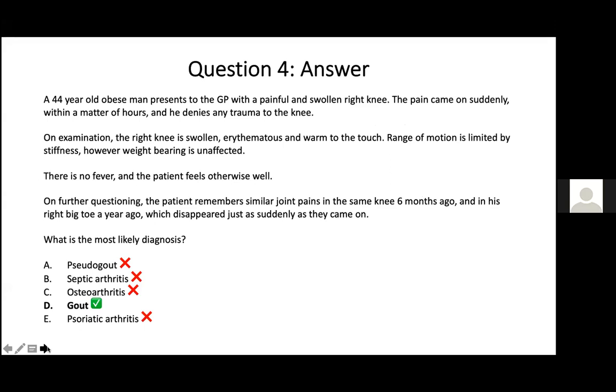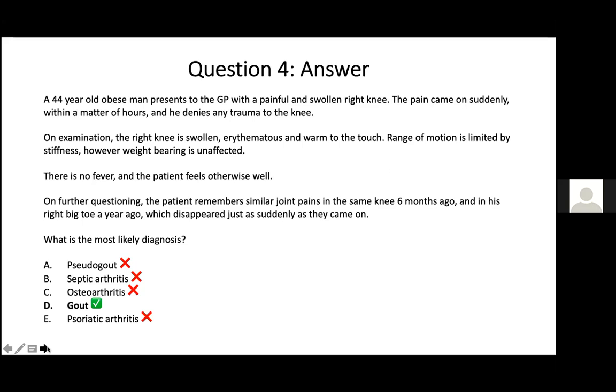Pseudogout, yep, that presents pretty much the same as gout, but it's much less common. So in this question, it's asking what is the most likely diagnosis. So pseudogout, they both affect the same joint, typically a knee. Pseudogout, like we mentioned, does tend to affect a slightly older population, sort of over 60s, whereas gout tends to be the kind of 40s to 50s. And gout tends to be much more sore than pseudogout. So pseudogout can almost go unnoticed. People sometimes don't present with that, but gout can be excruciatingly painful.